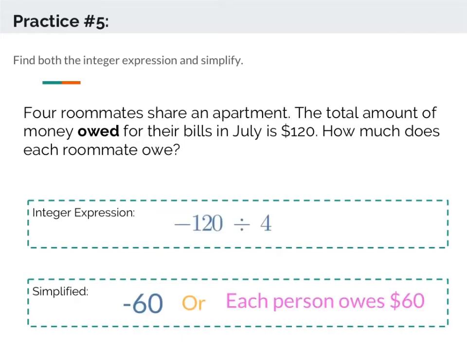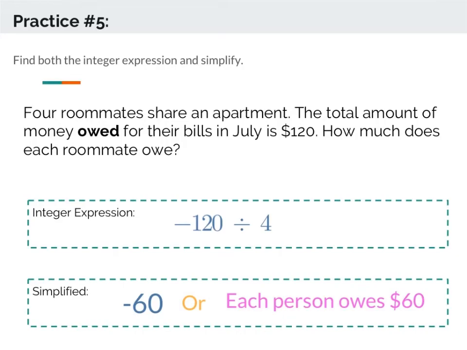How did you do? Were you able to identify the key information in the problem? It talks about the total amount of money owed, and the word owed is bolded, so that's probably important information for us to know that the amount of money owed is going to be negative. So negative $120 divided by each roommate. So your answer should have been negative $60, or since this is a word problem, each person owes $60, because we need to have a word answer.